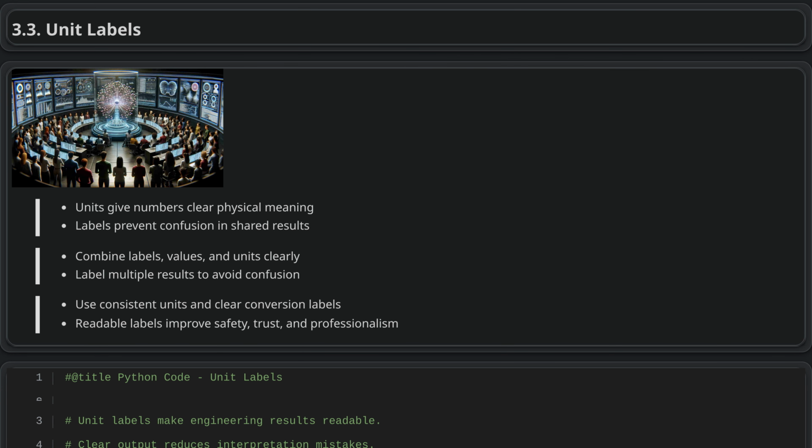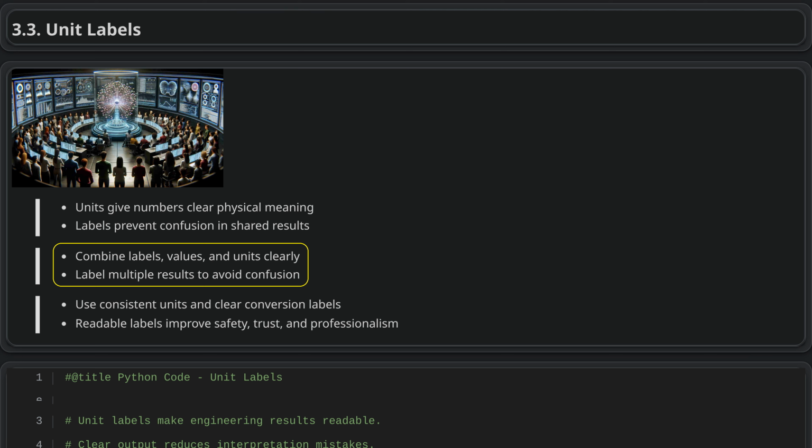Unit labels. Unit labels give numbers clear meaning and prevent ambiguity. A value like 12 can refer to many different quantities, so labeling results with the correct units provides physical context and supports accuracy. In programming and engineering, clear output reduces misunderstandings when results are shared or used by software tools. When presenting technical results, always pair a clear label with a number and its unit.